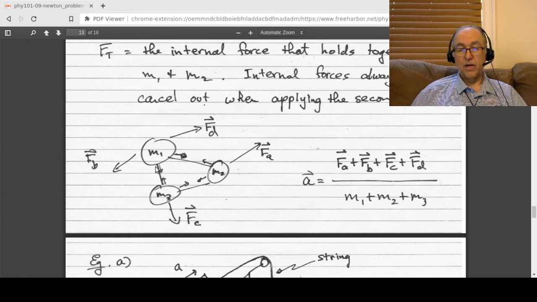And the same thing between M1 and M3, that pair of forces will cancel. And between M2 and M3, that pair of forces will cancel. So the internal forces don't contribute. What will contribute to the acceleration of the whole thing are the external forces, the unpaired forces.